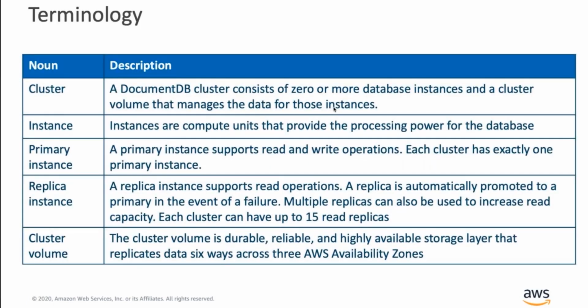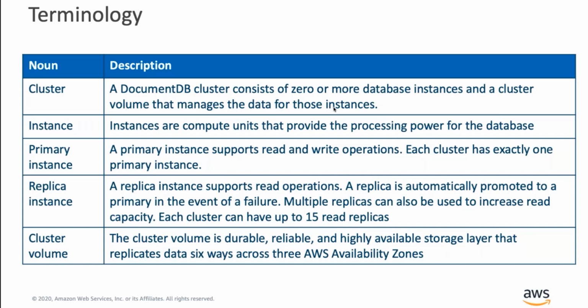All right, let's get started. Before we dive into the content, I wanted to quickly level set on certain terms and nouns that are specific to DocumentDB and AWS. We'll talk about these as we go through the rest of the content. So just wanted to make sure that those are clear. And the first one is cluster. A cluster in DocumentDB consists of 0 or more database instances and a cluster volume that manages the data for these instances. It is the primary entity that you'll interact with from the console.